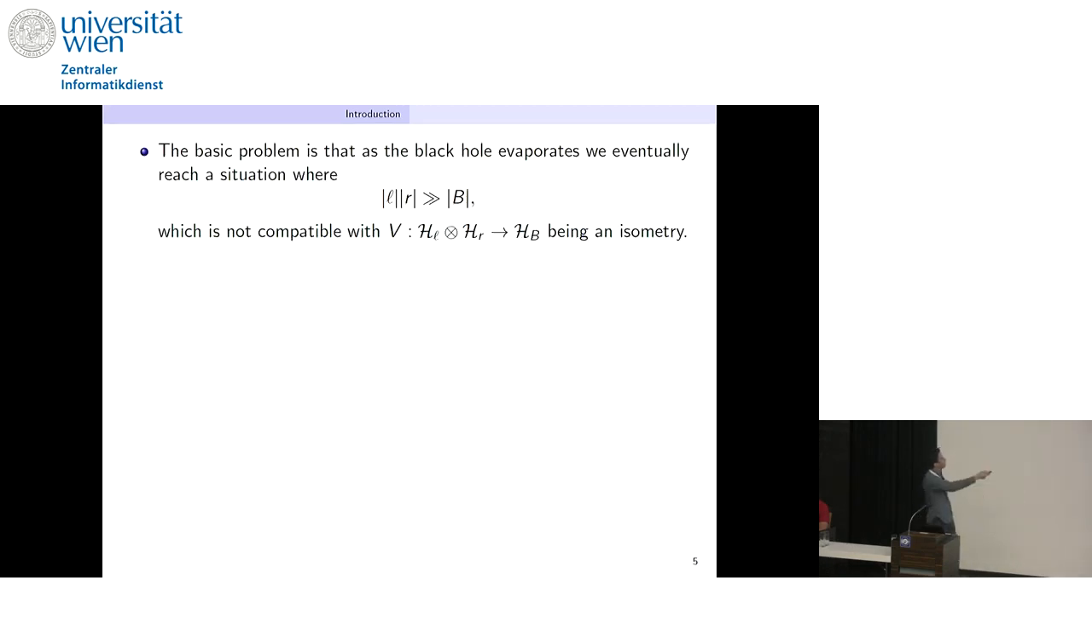But once you're in this regime, this is not compatible with V being an isometry, because for an isometry, you have to go from a smaller Hilbert space into a bigger Hilbert space, or at least they have to have the same size.